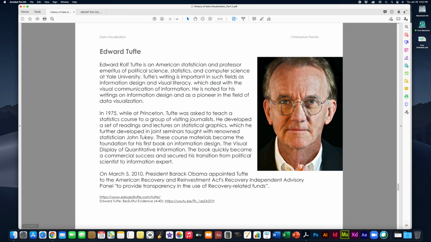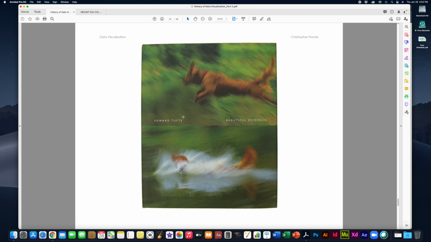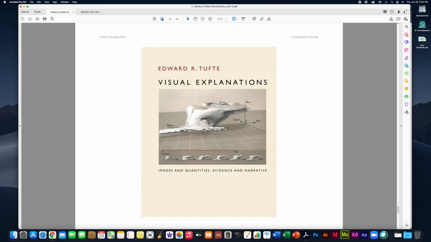You can learn a lot about Edward Tufte. He has his own webpage. He is available on YouTube, naturally. But here are some of the book covers. So this is the very first book that he wrote that was based on those courses and seminars that he taught to those journalists, The Visual Display of Quantitative Information. This is his other book, Beautiful Evidence, and another one of his books, Visual Explanations.